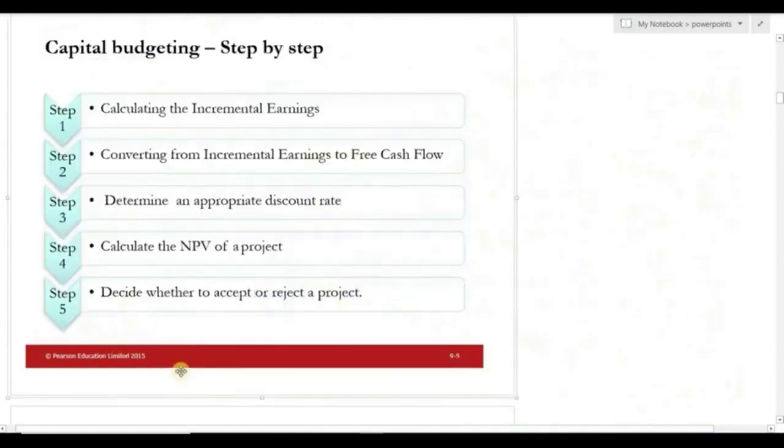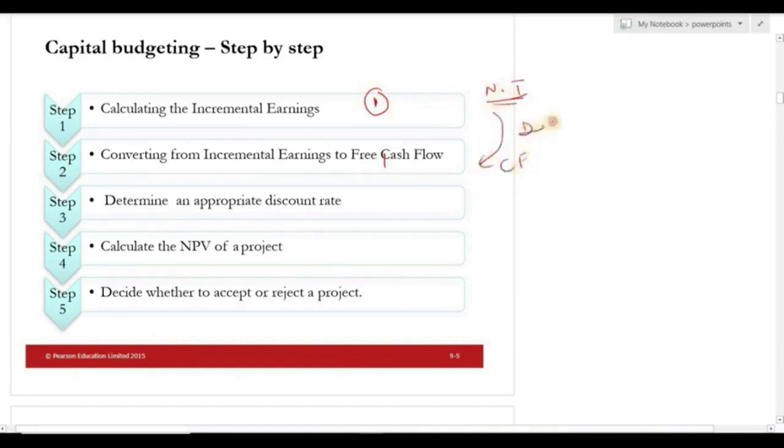Okay, so what is the process of capital budgeting? Of course, we need to first calculate the incremental earnings, right? And then incremental earnings means net income, right? After getting the net income, we convert it into cash flow.